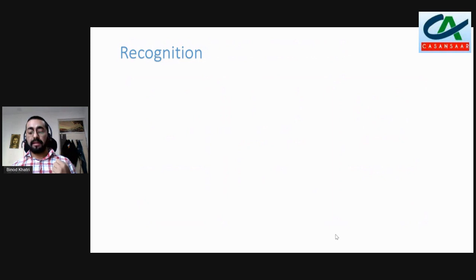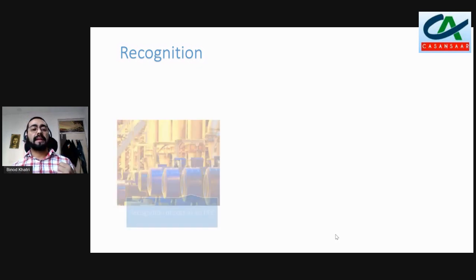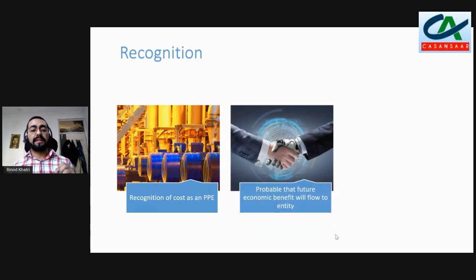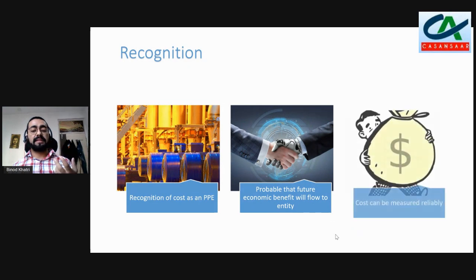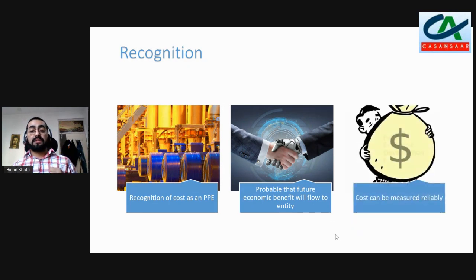Now we'll have to check the recognition criteria for PPE. There is some standard criteria given by IAS. First, there are two criteria. There should be a probable future economic benefit that will flow to the entity. We are expecting to receive something using that asset, and the cost can be measured. Then only can we recognize any PPE, or we can say this is the recognition criteria for an asset as well.